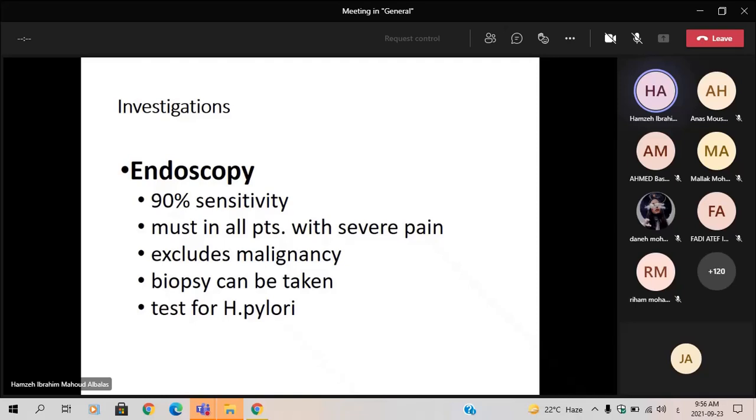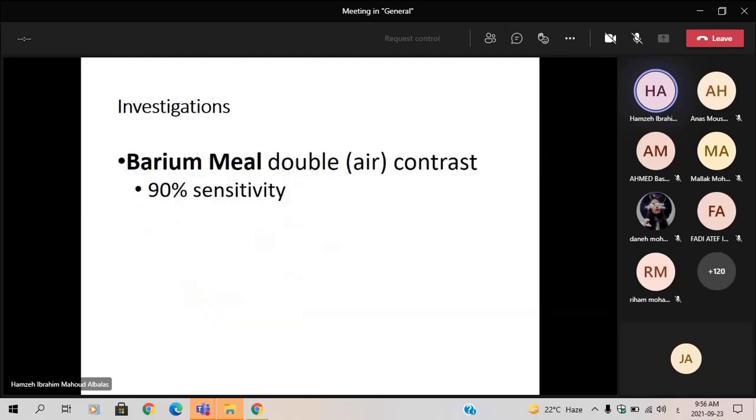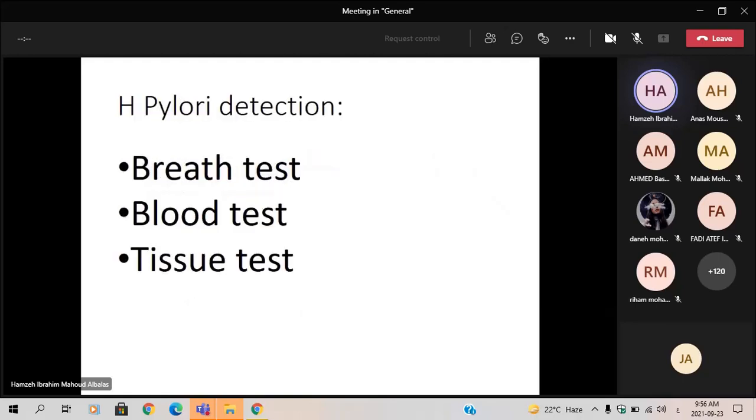But in all patients with severe pain, to exclude malignancy, a biopsy can be taken and tested for H. pylori. The barium meal, double contrast, has a sensitivity also of 90%, but it takes more time and more preparation for the imaging study. So I prefer, or the guidelines prefer, to do endoscopy.